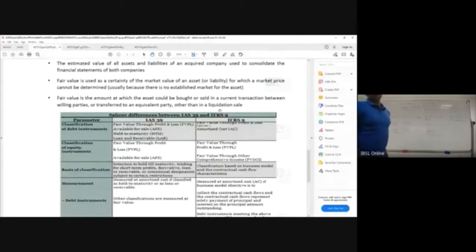Any questions on this? IAS 39 is not used anymore. IFRS 9 is the current standard. So what we need to know is that these standards keep evolving. Right? Accountants love to keep changing them, and we have to adjust accordingly. So these are the financial reporting standards in international. We have to abide by these. These are regulatory aspects.